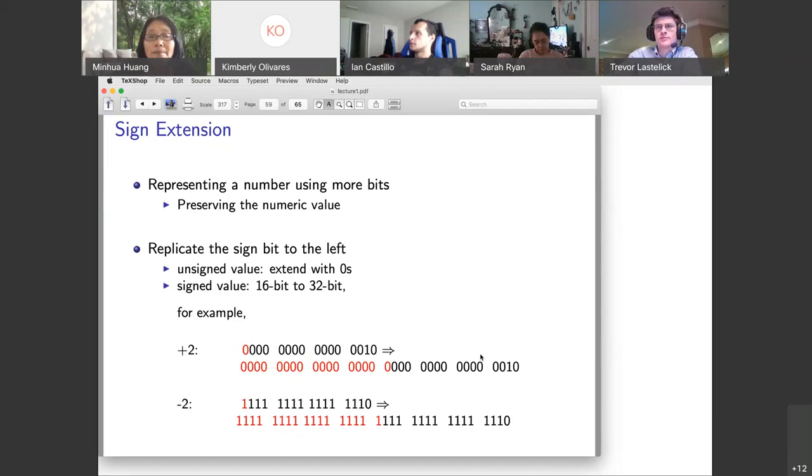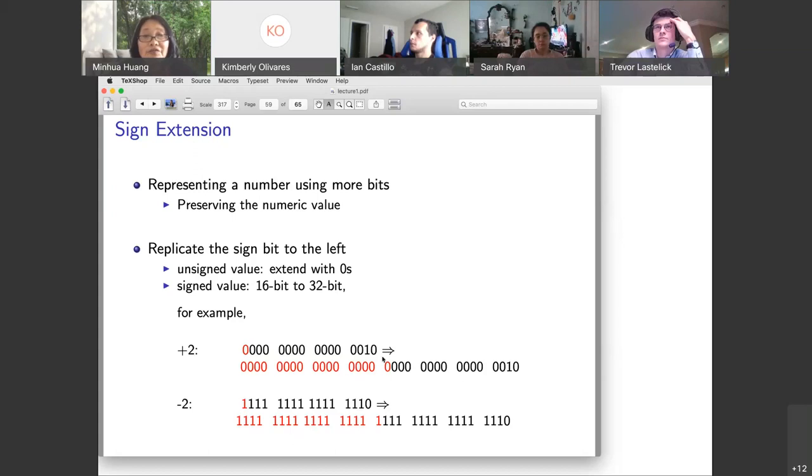So for example, you are given a number, and this number is positive. We have two kinds of representation: one is an unsigned number, another is a signed number. For the unsigned number it is really easy. In that case, you just expand with all zeros for that number.